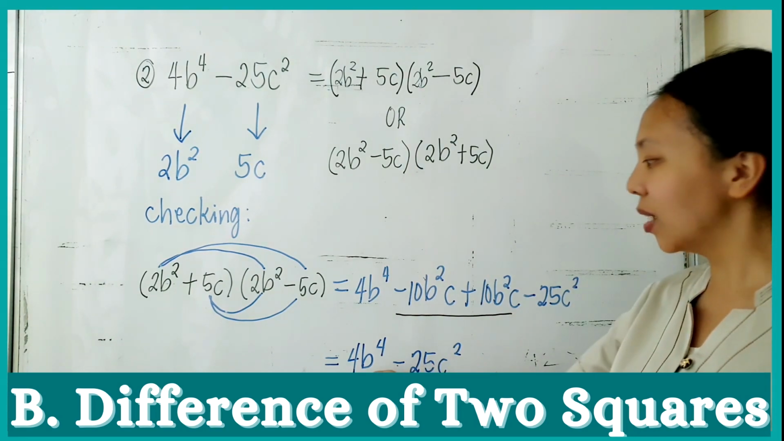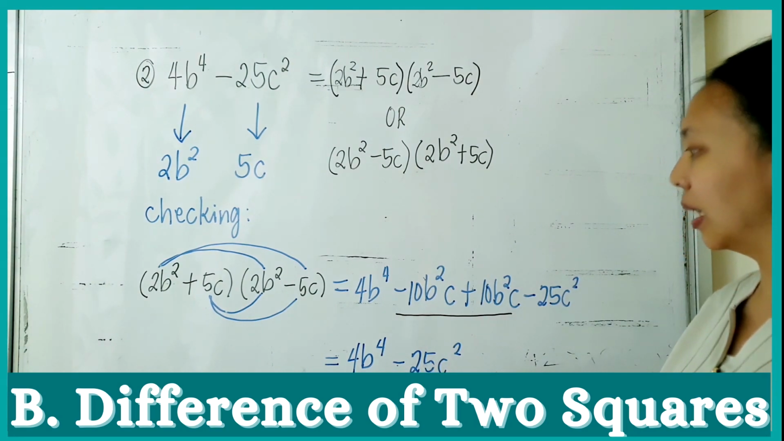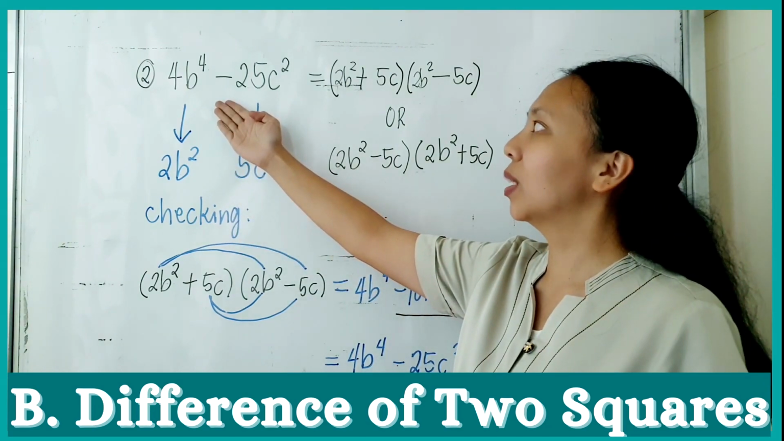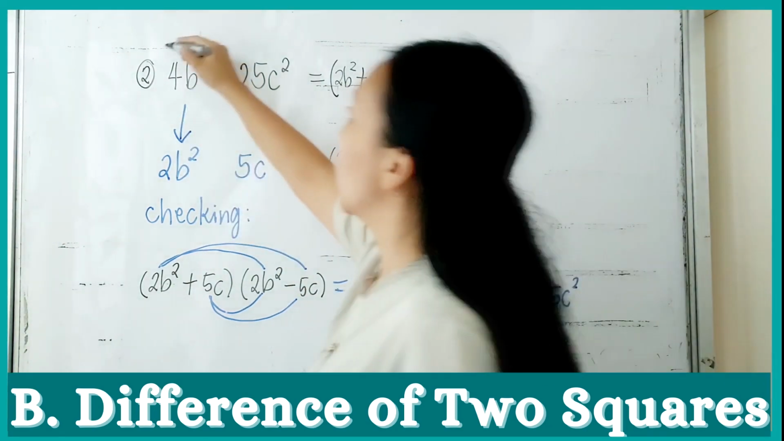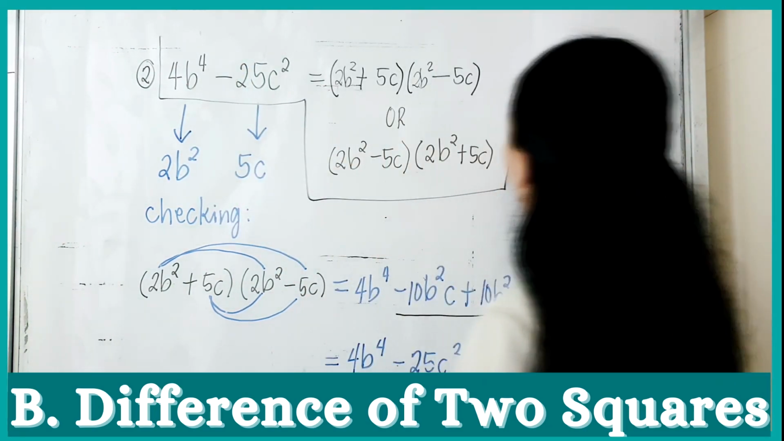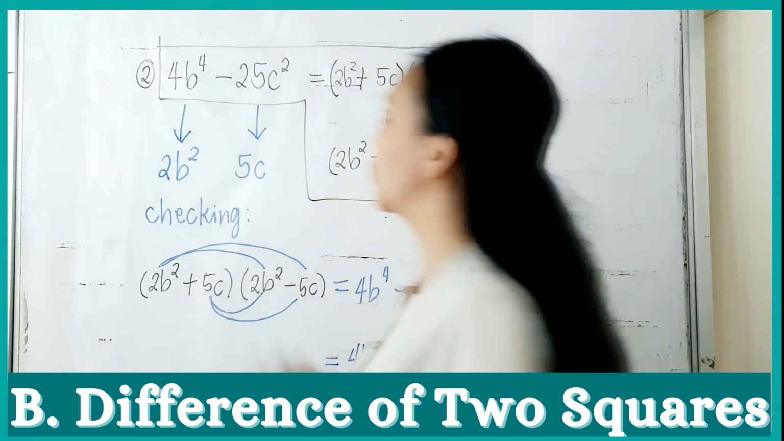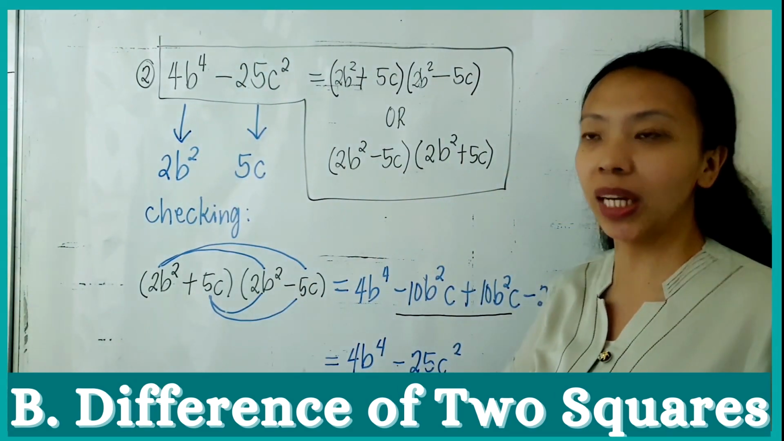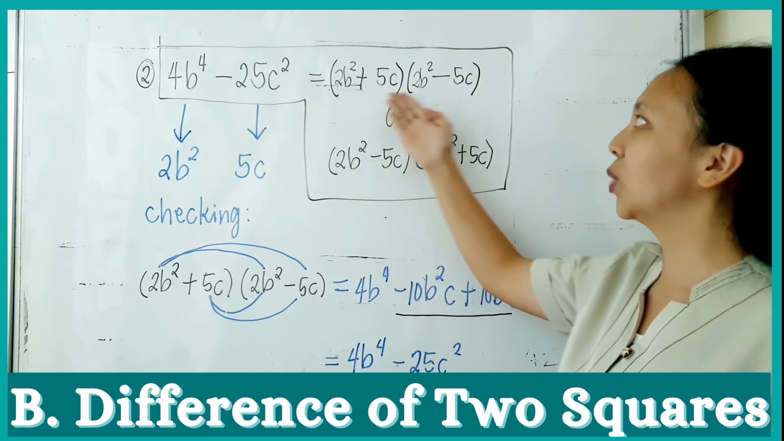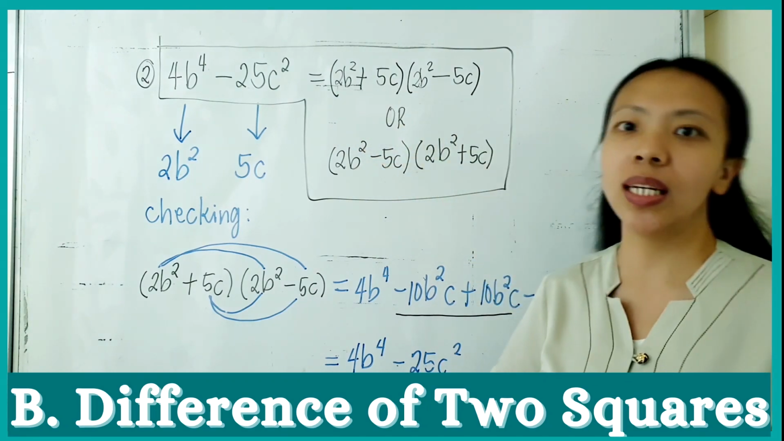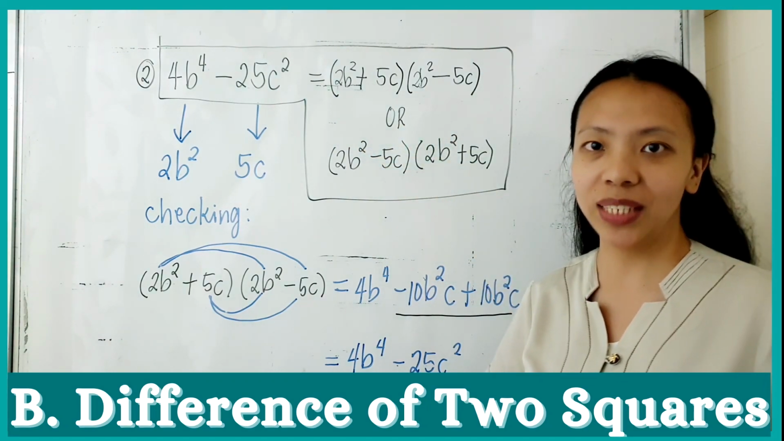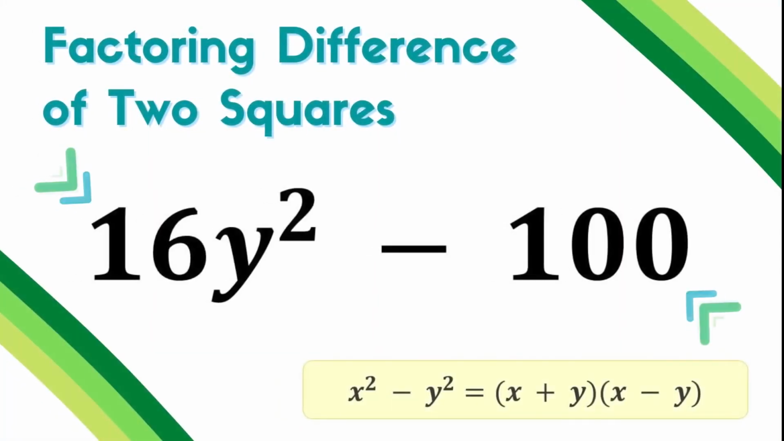Again, the product we obtained in our checking is the same as the given expression. Therefore, we have obtained the correct factored form of 4b raised to 4 minus 25c squared, which is the quantity 2b squared plus 5c times the quantity 2b squared minus 5c. It's your turn now, math student.